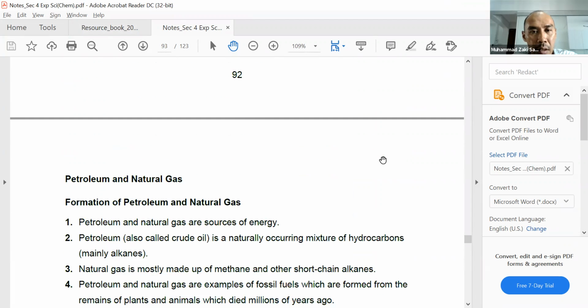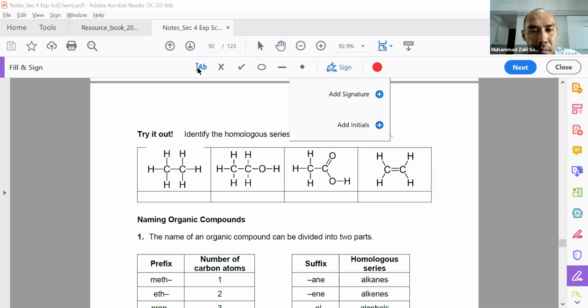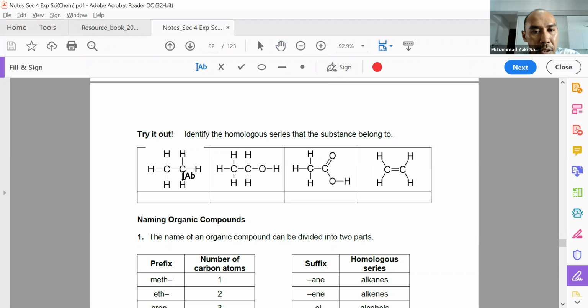Let's try to name these compounds. The first one, what's the name of this? Krishna, are you there? Alkane. Okay, it's an alkane. So 2-carbon alkane, what do we call it?